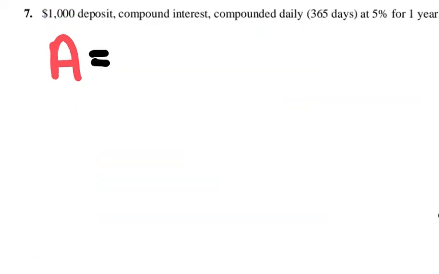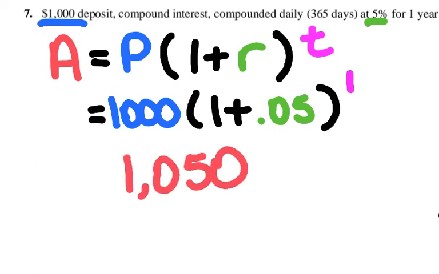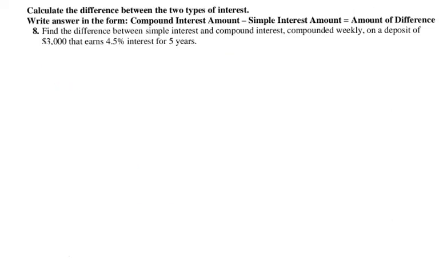Number 7 is compound interest. Go ahead and write down your formula, replace the variables with numbers, and then put it in the calculator. Okay, that should give you $1,050. But don't forget, it's only asking for the interest, so you've got to subtract 1,000 from that final answer, which means the interest is only $50.